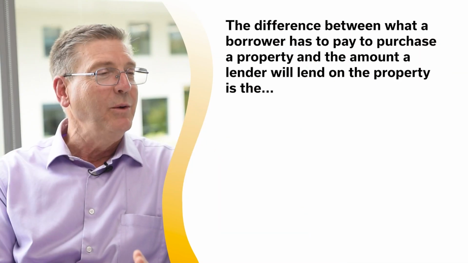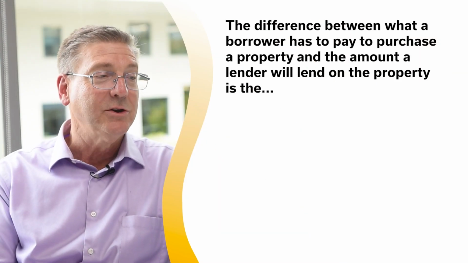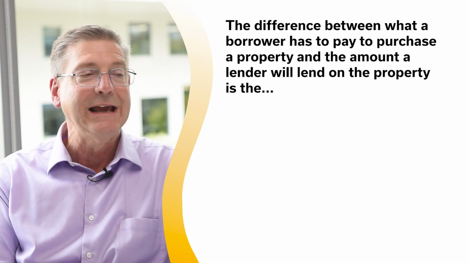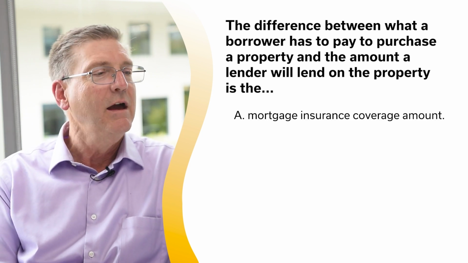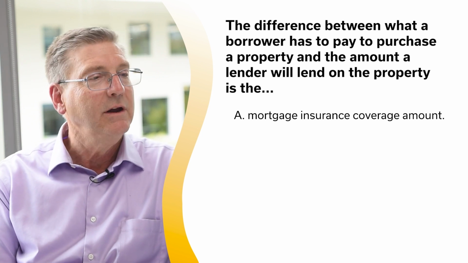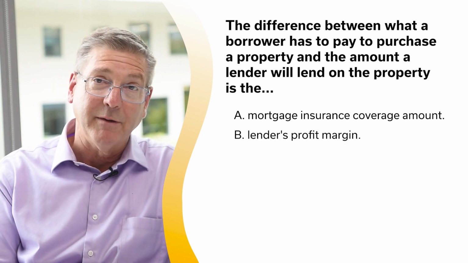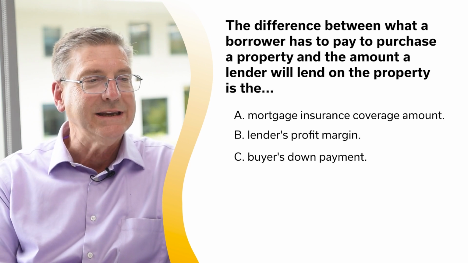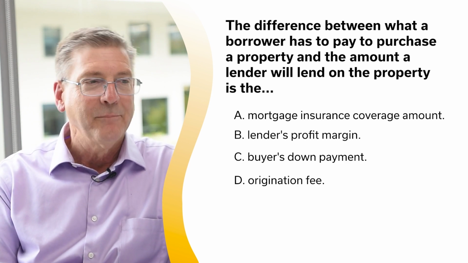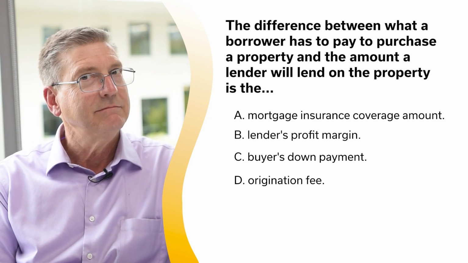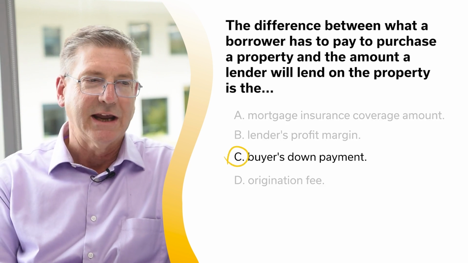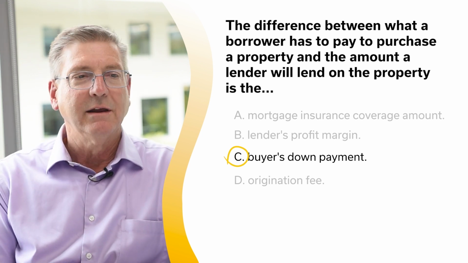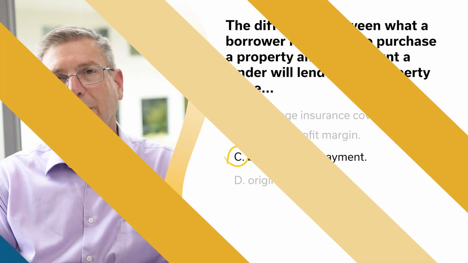The difference between what a borrower has to pay to purchase a property and the amount a lender will lend on the property is the A, mortgage insurance coverage amount, B, lender's profit margin, C, buyer's down payment, or D, origination fee. The correct answer is C, buyer's down payment. Price minus the loan is the down payment. This is also the buyer's initial equity.